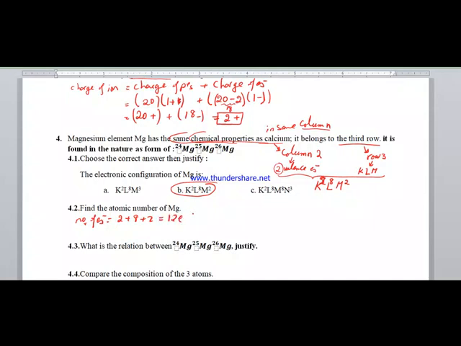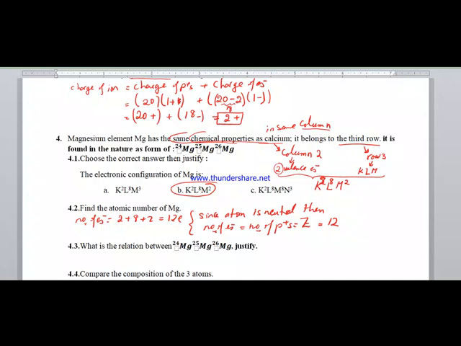To find the atomic number, we calculate the number of electrons, which is 2 plus 8 plus 2, equal to 12 electrons. Since the atom is neutral, the number of electrons equals the number of protons, which equals the atomic number Z, so it is equal to 12.